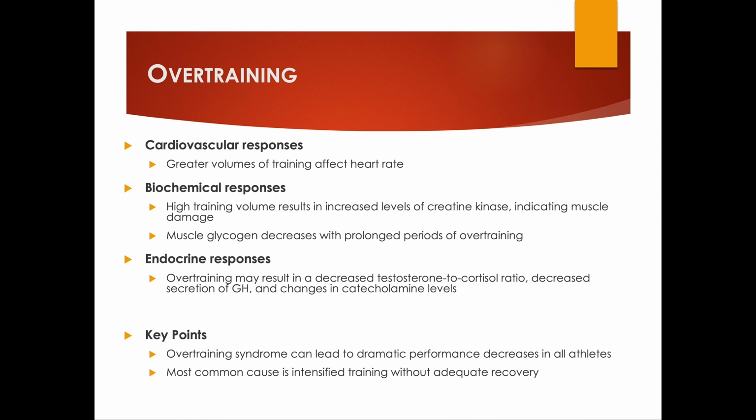Okay, last little bit here. Overtraining. It says greater volumes of training affect heart rate. So if athletes start to get a higher than normal heart rate, that could be a sign of overtraining. You'll see a greater response in muscle breakdown, and we see increased levels of creatine kinase. Creatine kinase is a marker of muscle damage. So if you start to see that appear in the blood quite a bit, that's a great indicator that there is more muscle damage taking place than there should be.